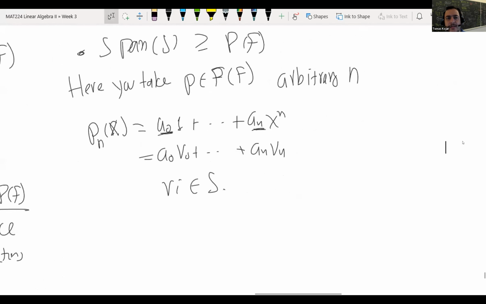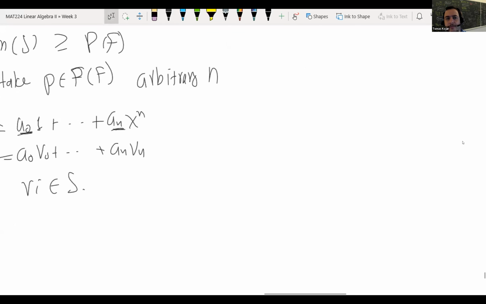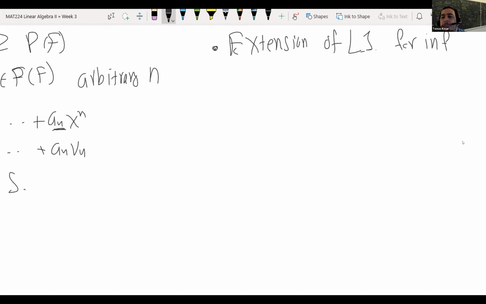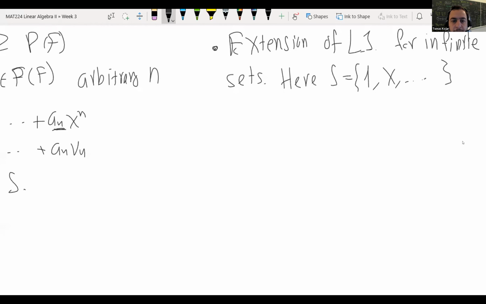The linear independence, here's something we haven't talked about. So I have to define it here: the extension of linear independence for infinite sets. This is done in your book, but it's not really spelled out. So here S, it's infinite, right? So does anybody have an idea? Can we not keep on adding? Okay, I knew somebody was going to say that.